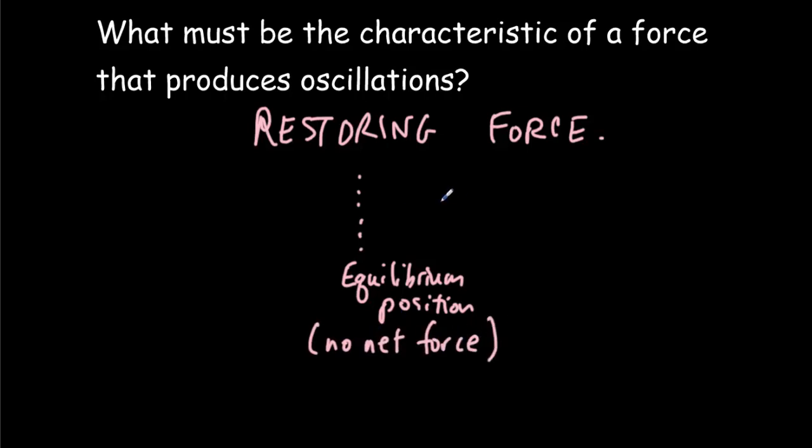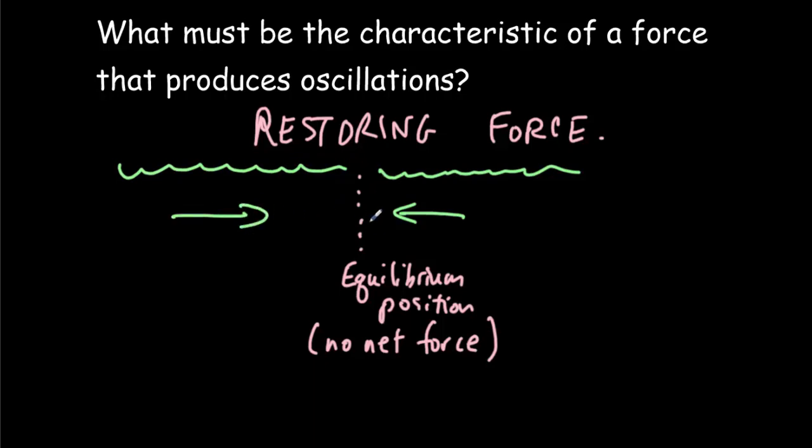And our force will always have to be such that if the object is over here on this side of equilibrium, the force will be back towards equilibrium. If the object is over here on this side of equilibrium, then the force is going to be back towards equilibrium.